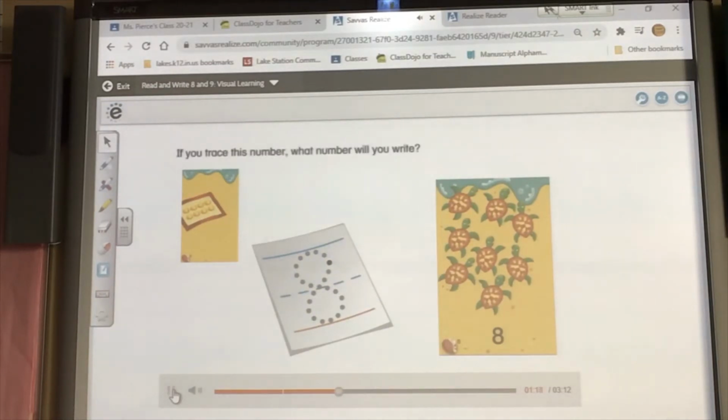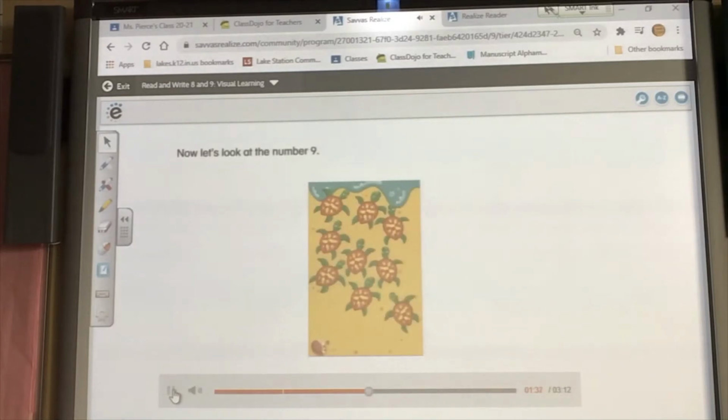If you trace this number, what number will you write? You will write the number 8. Where do you start to trace the number? You start at the dot. Now let's look at the number 9.